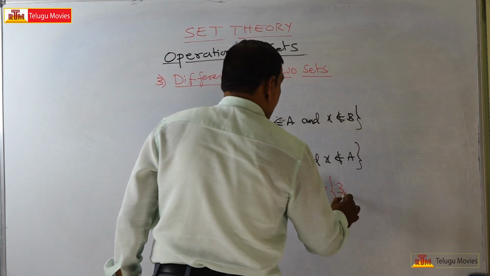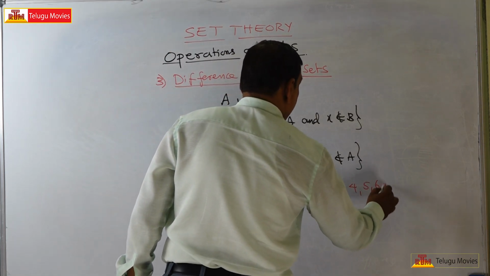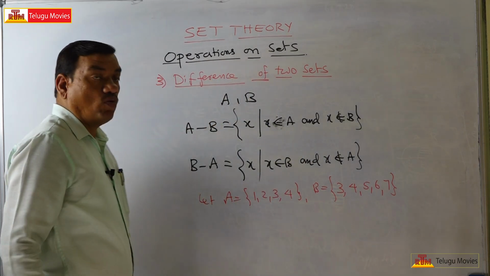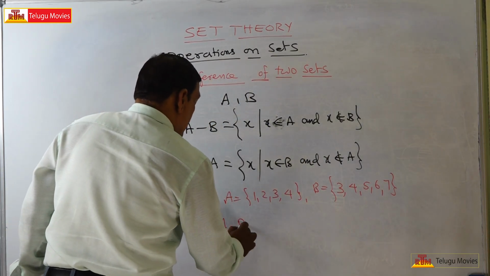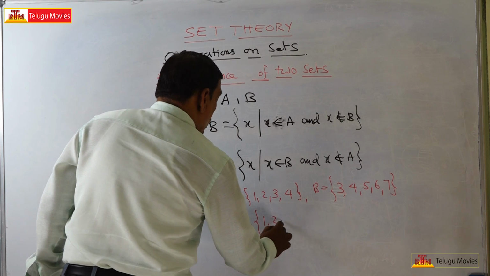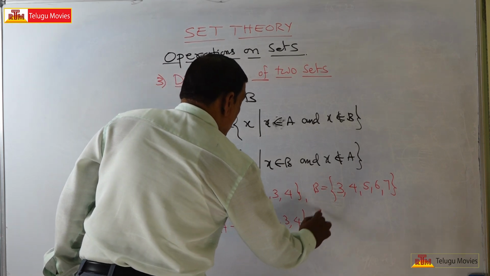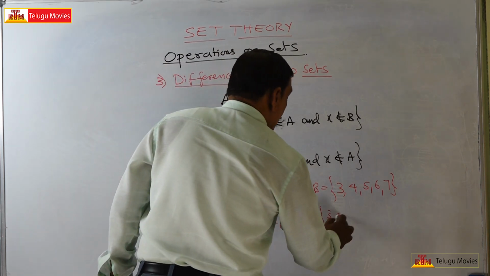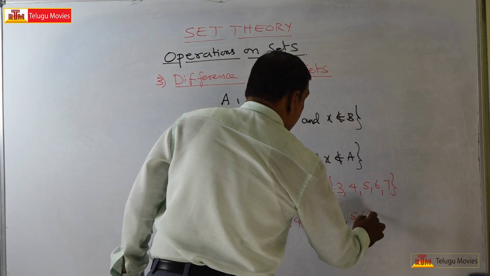B is equal to {3, 4, 5, 6, 7}. Okay. Now what about A minus B? A minus B is given. What is A? {1, 2, 3, 4} minus what is B? {3, 4, 5, 6, 7}.